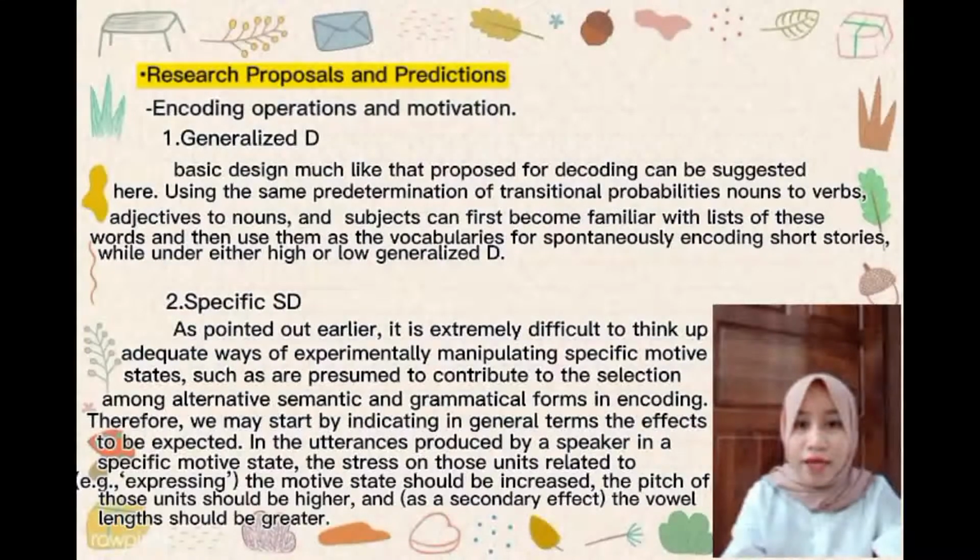Therefore, we may start by indicating in general terms the effect to be expected in the utterance produced by a speaker in a specific motive state. The stress on those units related to, for example, expressing the motive state should be increased, the pitch of those units should be higher, and as a secondary effect, the vowel length should be greater.